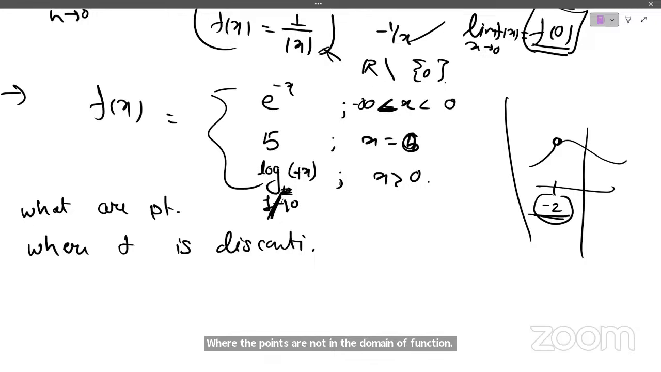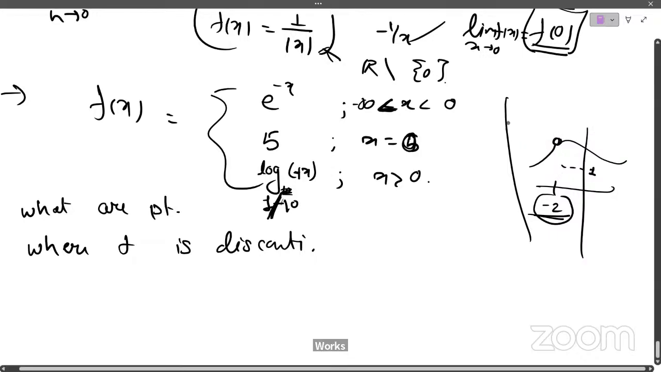So this function is continuous everywhere except minus 2. But if I define the function at minus 2 to be this point, then it is not continuous at minus 2. Suppose this is my value. Okay, it's not continuous, but if I am not defining the function there, then it is continuous everywhere. You can say that. Okay.